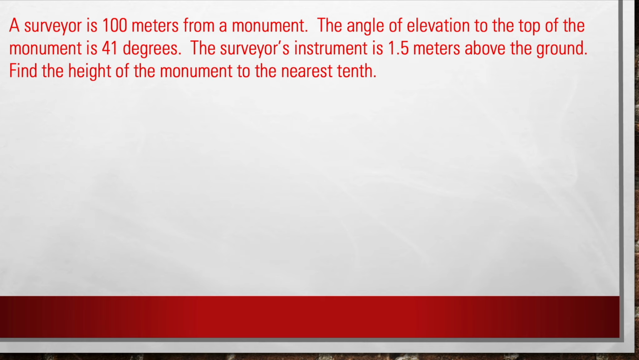The next type of problem puts a triangle and a rectangle together. So what that looks like is here. A surveyor is 100 meters from a monument. The angle of elevation to the top of the monument is 41 degrees, and the surveyor's instrument is 1.5 meters above the ground. Find the height of the monument to the nearest tenth.